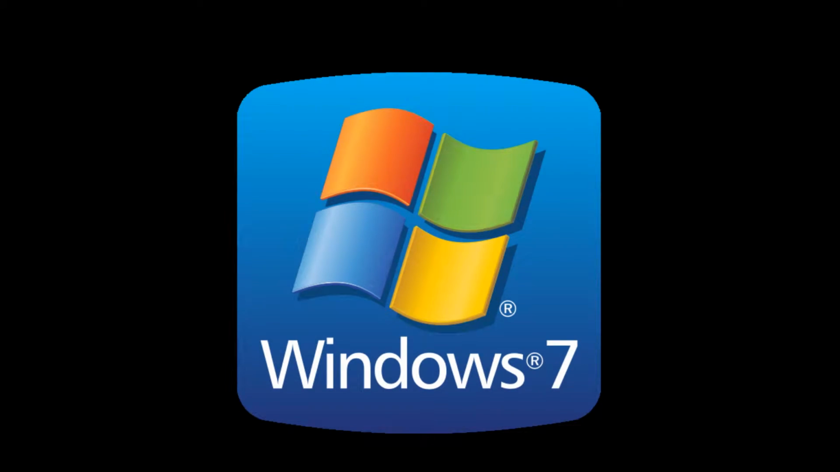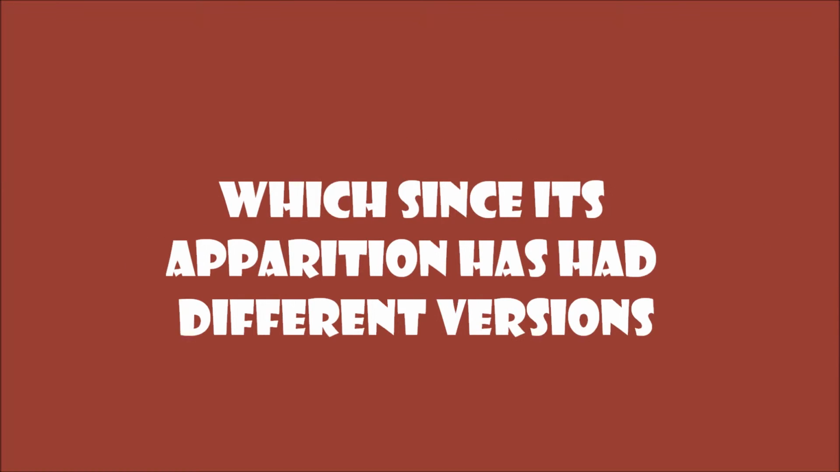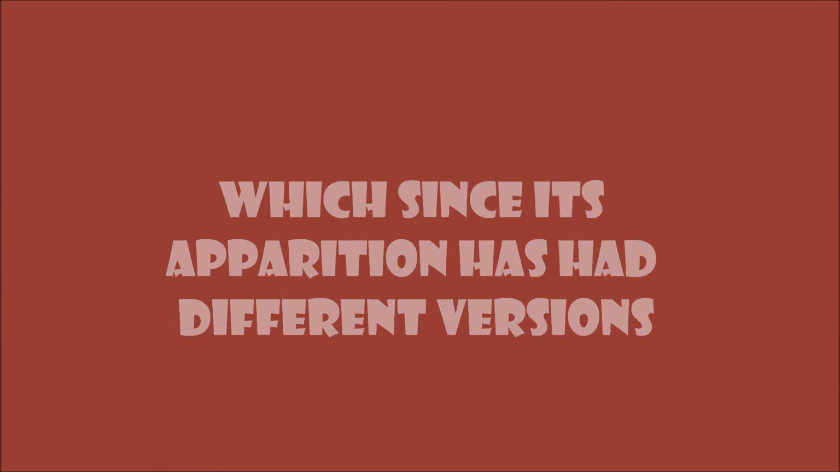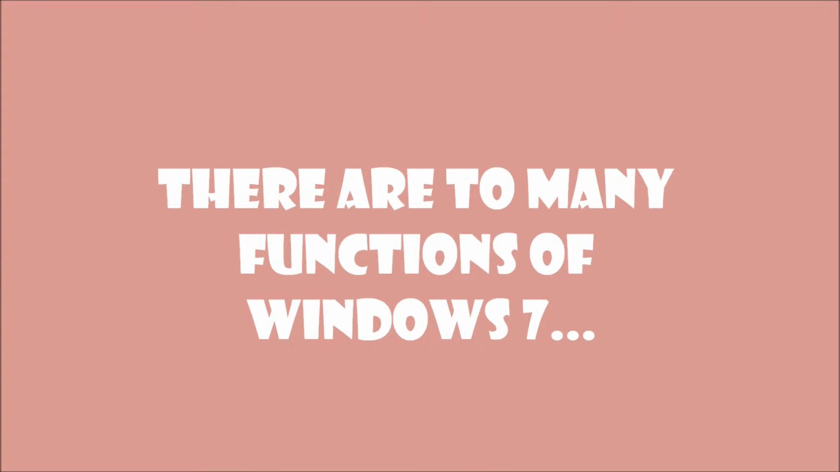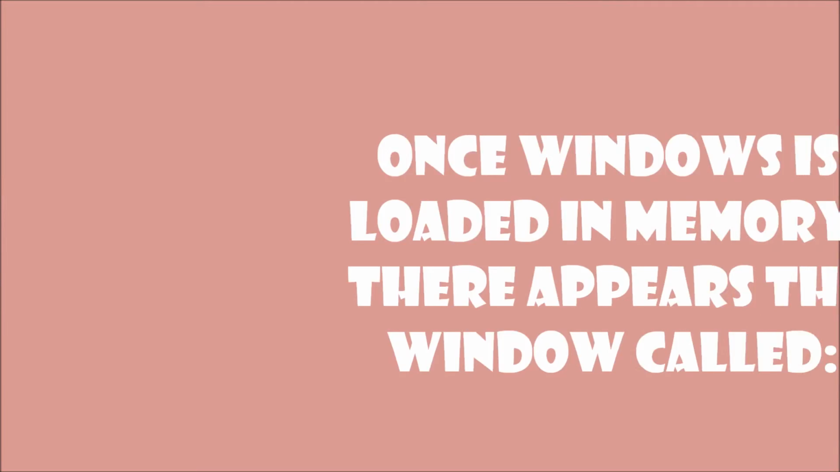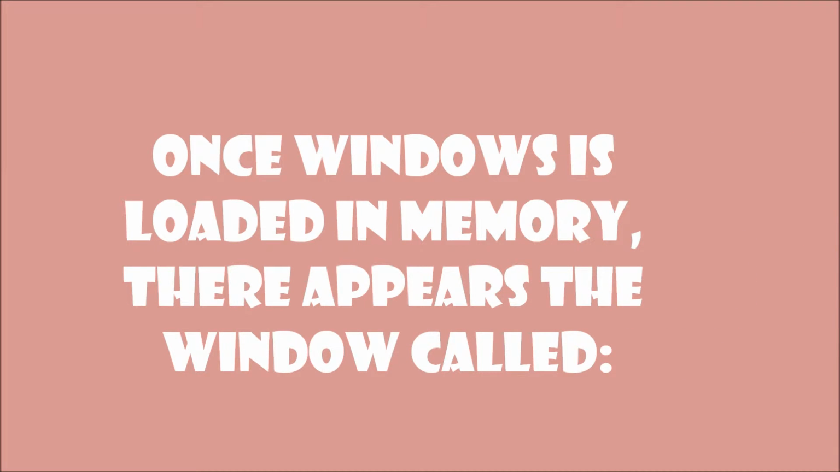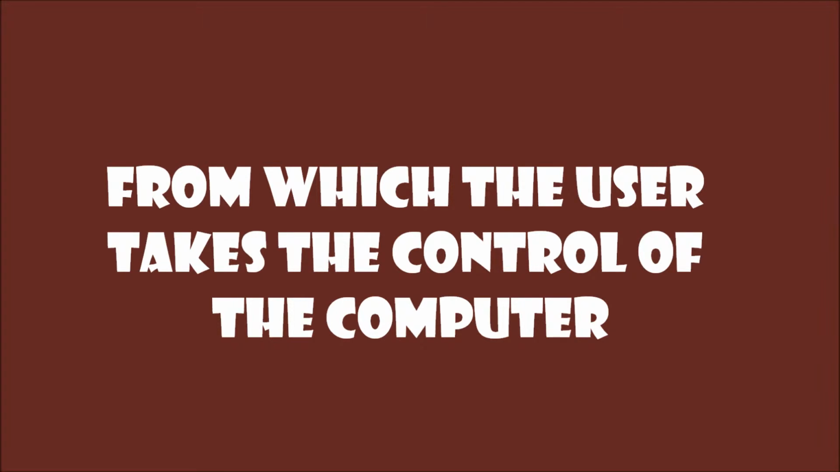Windows 7. Windows is the operating system that dominates the market of computers, and since its beginning it has had different versions. Each one of them is presented with updates. There are two main functions of Windows 7. Desktop. Once Windows is loaded in memory, the window called Desktop appears, from which the user takes control of the computer.